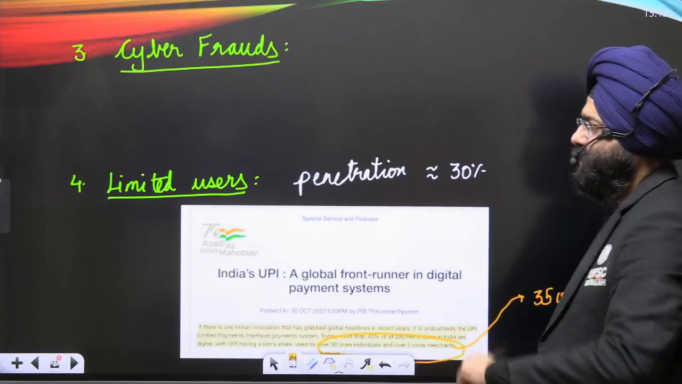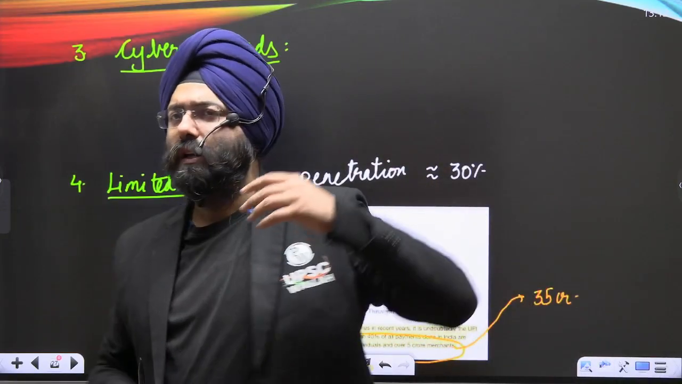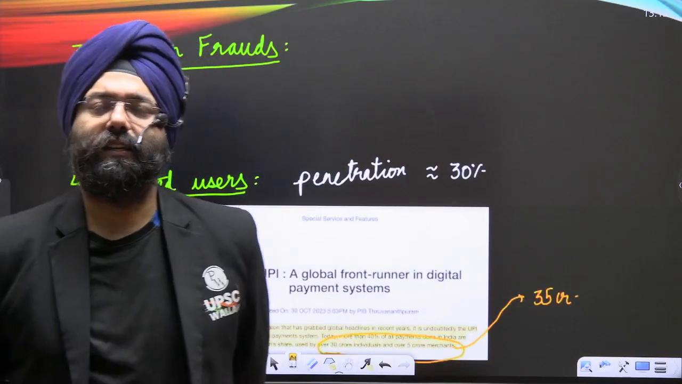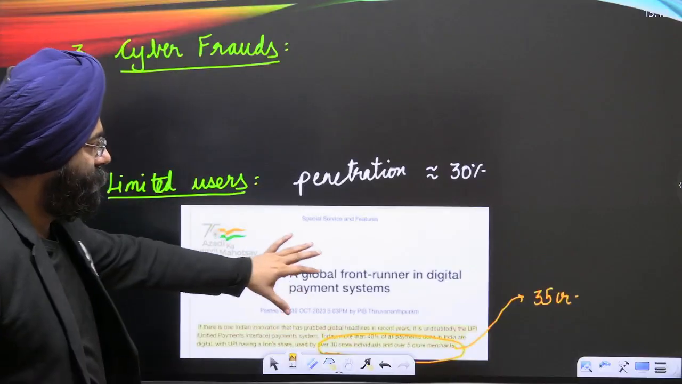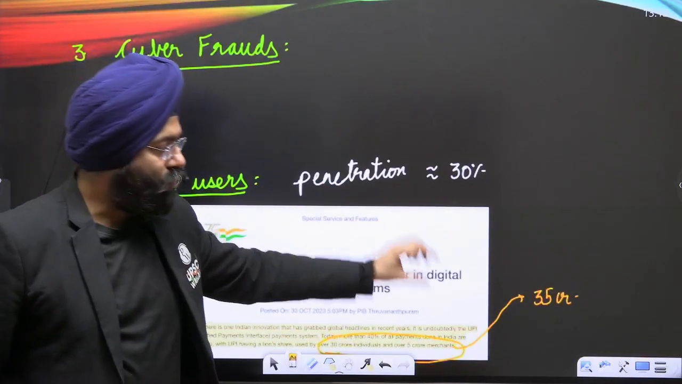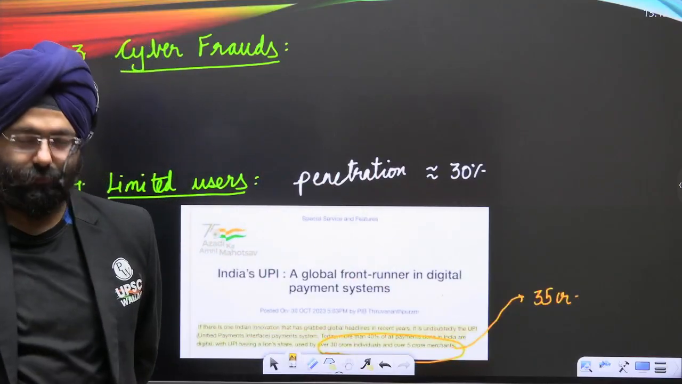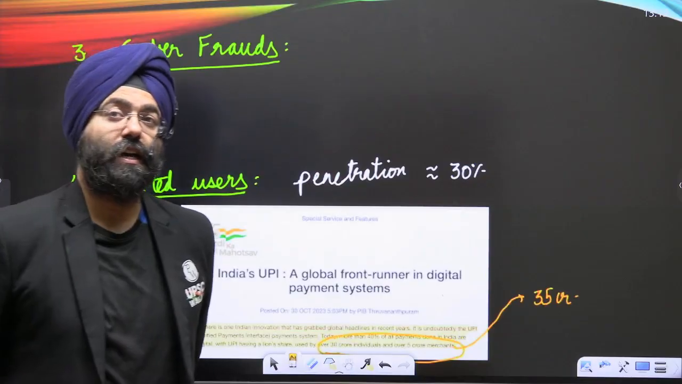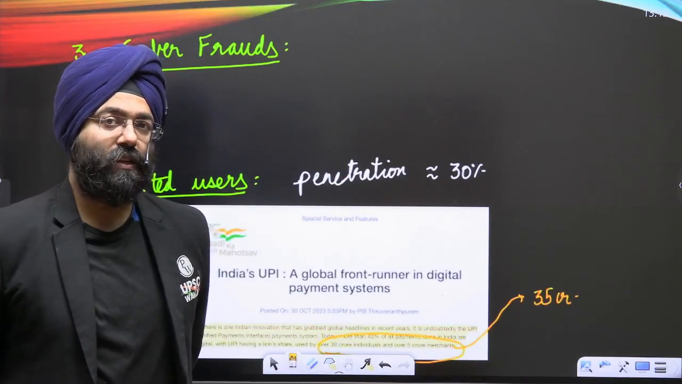Another dimension is limited users. You would be thinking that, oh, UPI is being used by everybody? No. Can you imagine? I have placed a Government of India report over here from the PIB. Only 35 crore people in India are using UPI. What is the population of India? 140 crores. So there's a misconception that everybody is using UPI.